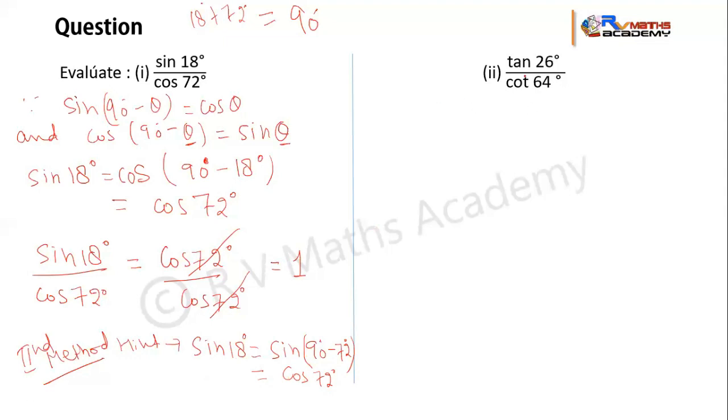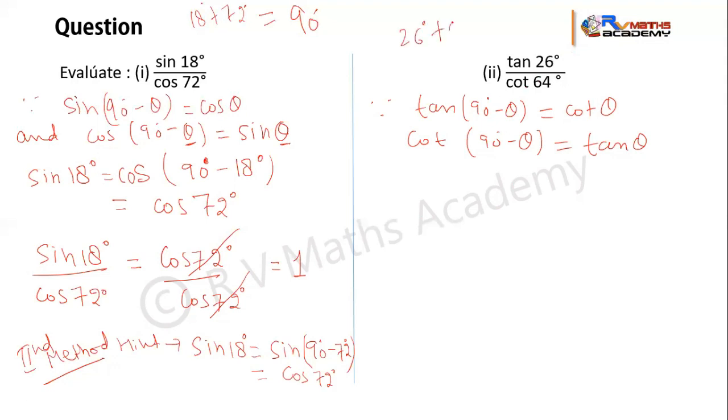Now, again we will write the formula first. Tan 90 degree minus theta is equal to cot theta, and cot 90 degree minus theta is equal to tan theta. So first we have to check whether 26 degree and 64 degree, you can see here, are forming complementary angles. So definitely we will apply the formulas of complementary angles here.